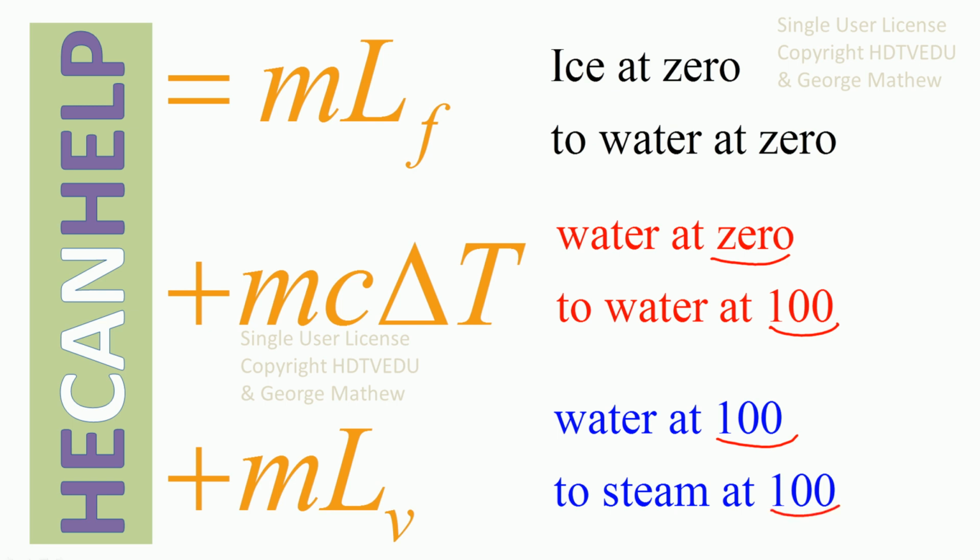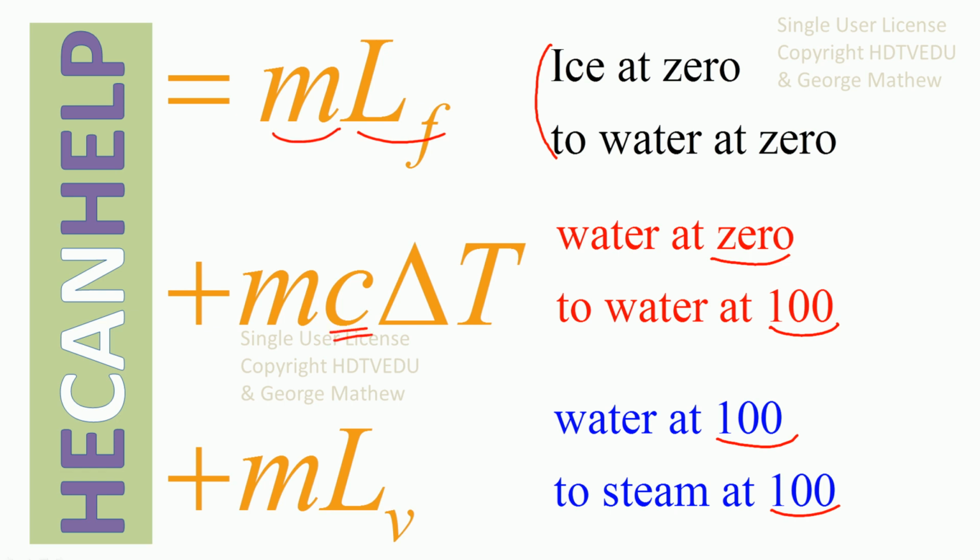There is a phase change from ice at 0 to water at 0, so we use latent heat of fusion of ice. We are going from solid to liquid. Latent heat of fusion of ice is the amount of heat that you need to convert 1 kg of ice at 0 to water at 0. So for m kg, it is m times Lf.